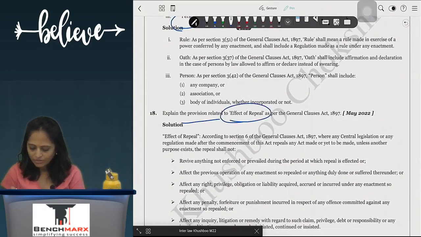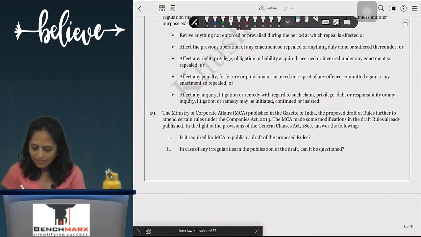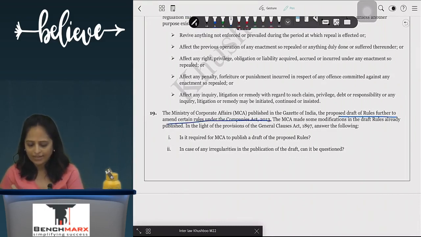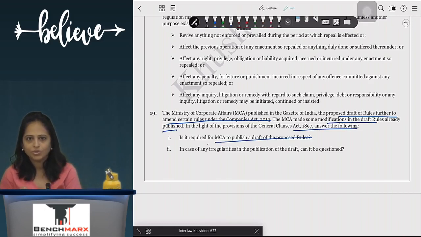Provisions regarding to effect of repeal. MCA has published in the Gazette of India the proposed draft of rules further to amend certain rules under the Companies Act. The MCA has made some modifications in the draft rules already published. In the light of the provisions, answer the following. Is it required for MCA to publish a draft of the proposed rules? Is it required to publish the draft? Yes, of course you have to publish the draft.